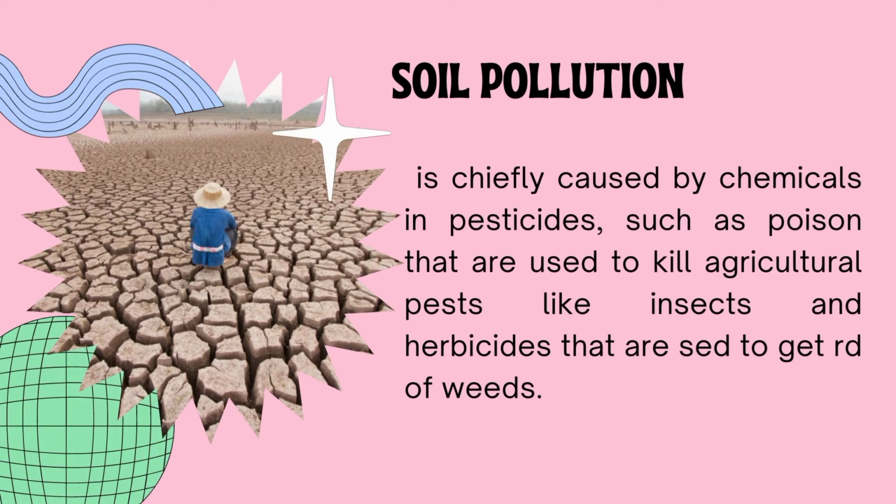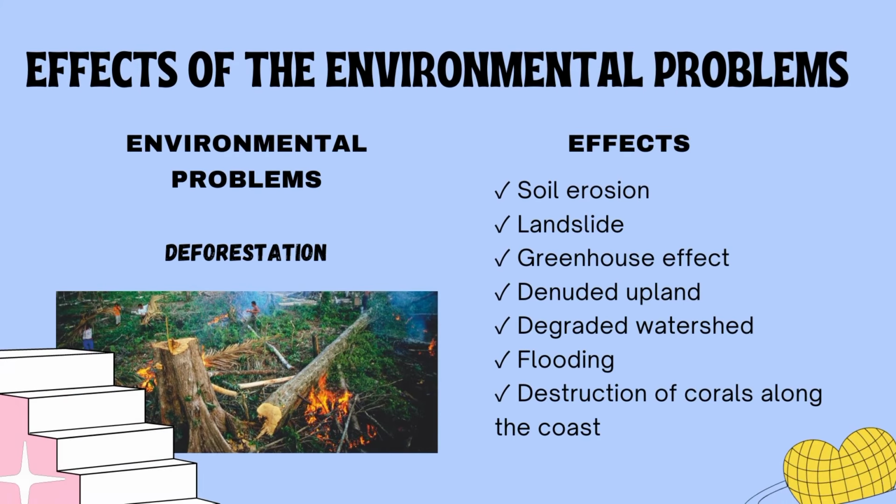And last most common environmental problem is soil pollution. It is chiefly caused by chemicals in pesticides such as poison that are used to kill agricultural pests like insects and herbicides that are said to get rid of weeds. And now, let us find out the effects of each of the environmental problems.